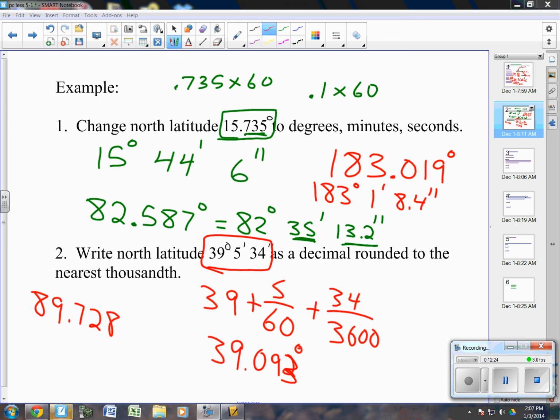Everybody change this one. 89.728 degrees. Change that to degrees. I'm sorry, wrong problem. 89 degrees, 28 minutes, 56 seconds. Change that to the decimal degrees.